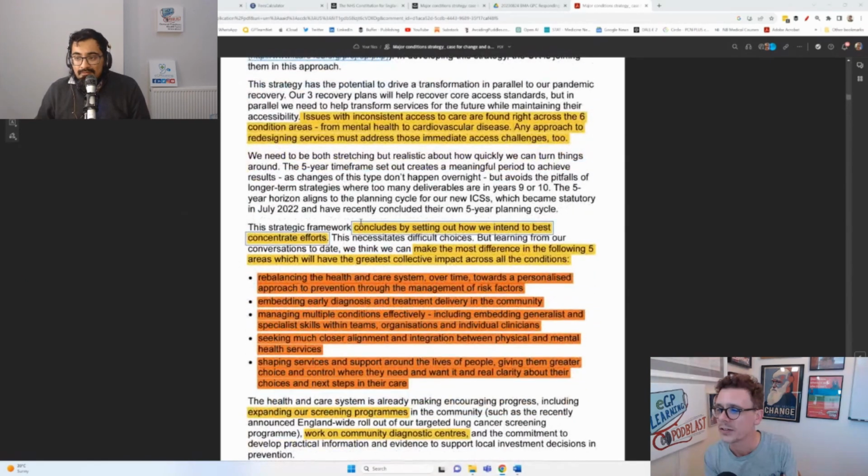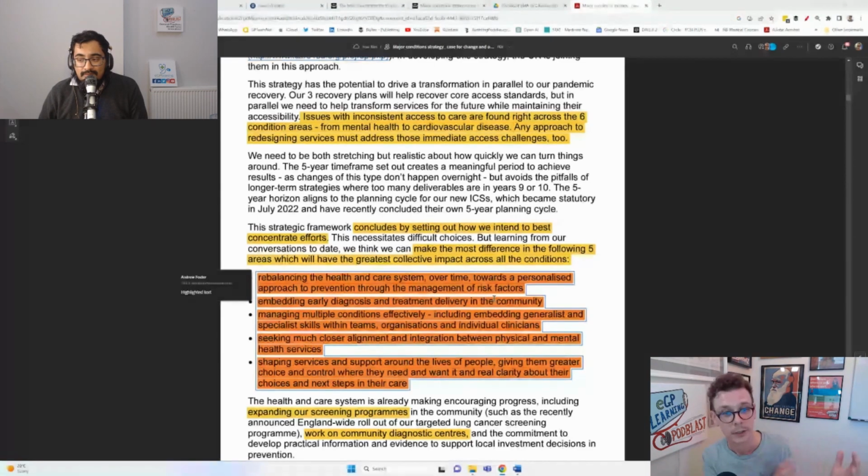And then they talk about how best to reconcentrate the efforts. I think these key points were summarized before, really, but five areas that will have the greatest impact across these disease areas. They talk about rebalancing the healthcare system over time towards a personalized approach and prevention and management of risk. So that's left shift, before we get to the disease, before we get to the hospital. Again, embedding early diagnosis and treatment delivery in the community. So, okay, we're community generalists, aren't we? So that means things are moving into the community where we are, probably, but resources hopefully moving with it.